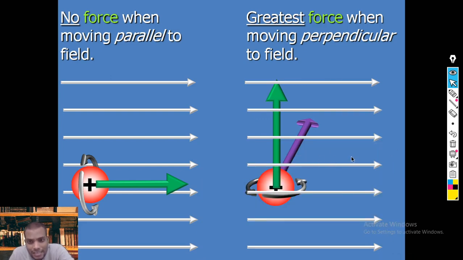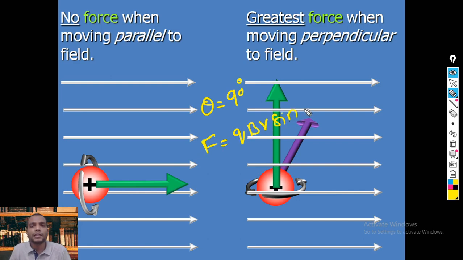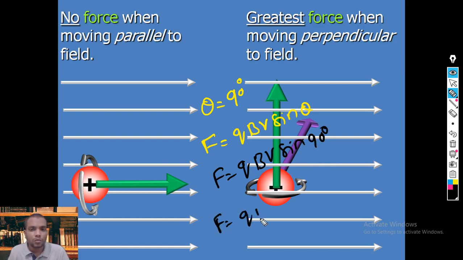But the force will be greater if the charge is moving perpendicular to the field. Perpendicular means the angle theta between the velocity vector of the charge and the magnetic field equals 90 degrees. You can substitute that in F equals Q B V sin theta. So F equals Q B V sin 90 degrees. Sin 90 degrees equals 1, so the force F is maximum, Q B V.